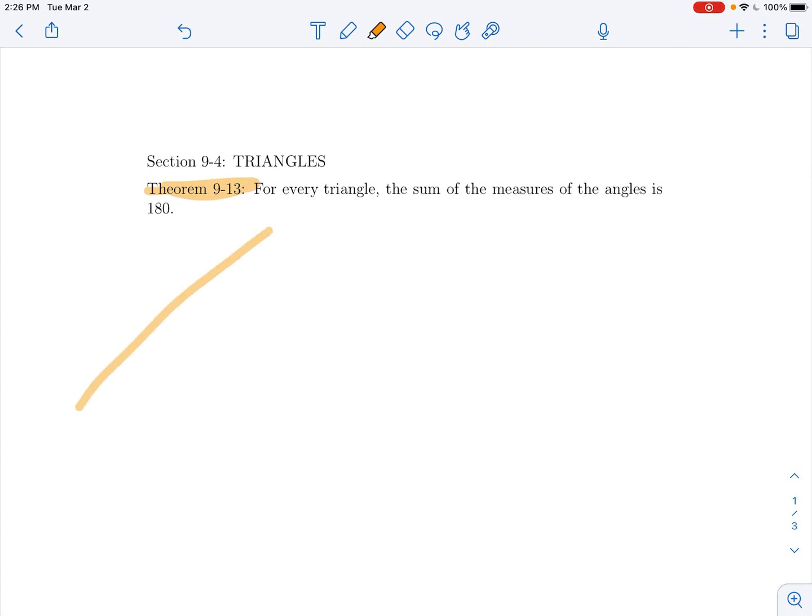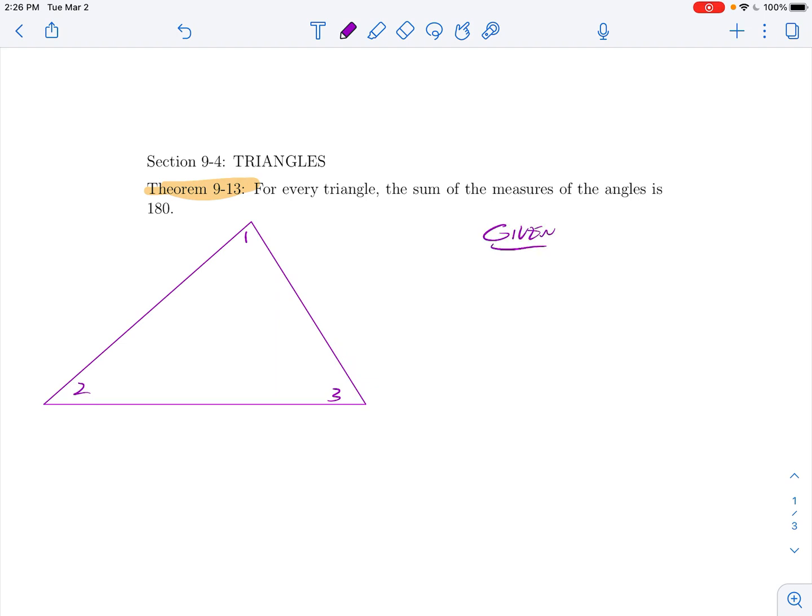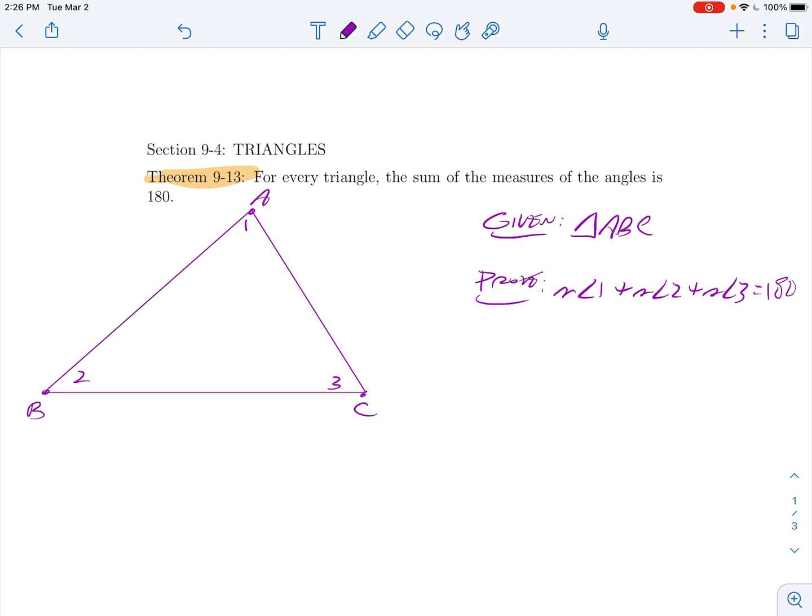So here's, I'll talk you through the gist of this. I won't give you a formal 2-column proof, but I will write out the key steps. So basically, we're just given this triangle. And I'm numbering the angles just so I can refer to them more easily. And what we're going to prove is that the measure of angle 1 plus the measure of angle 2 plus the measure of angle 3 really is 180. And so here's the sketch of the proof.